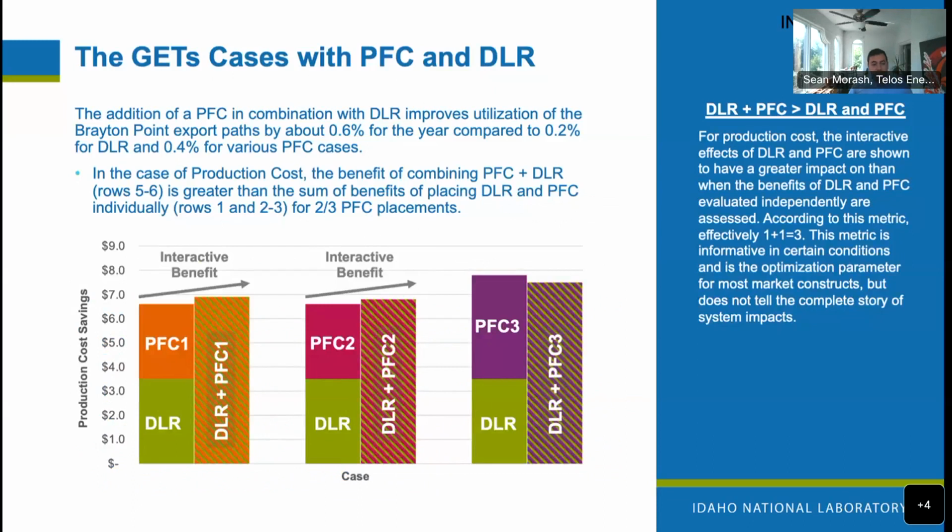One of the really interesting things for me that came out of here was this interactive benefit, where when we put the DLR and the PFC together, we're able to achieve more savings, more curtailment improvement, across a couple of different metrics. That paired Getz case had better system utilization and better production cost than when we looked at just the DLR and added that to just the PFC. Right, so when we look at PFC 1 and PFC 2, that was like 3 million in production cost savings. But then when we do the DLR plus PFC, we're looking at like 7 million, right? So when we stack those benefits, suddenly there's also an interactive benefit that appears.